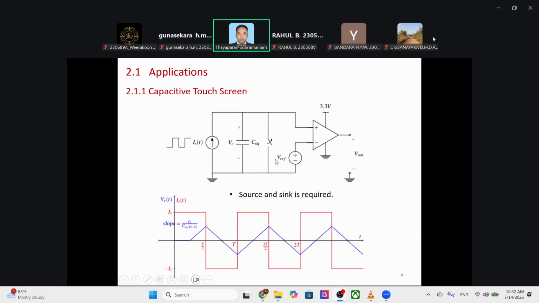If you look at this, we have a reference voltage here, and then there's an op-amp. This is a comparator. The capacitor voltage is compared against this threshold voltage. If there's a touch, this voltage is below the reference voltage. If there's no external touch, this voltage is above the reference voltage. Therefore, we can get some output here, right? That way we can detect the touch.